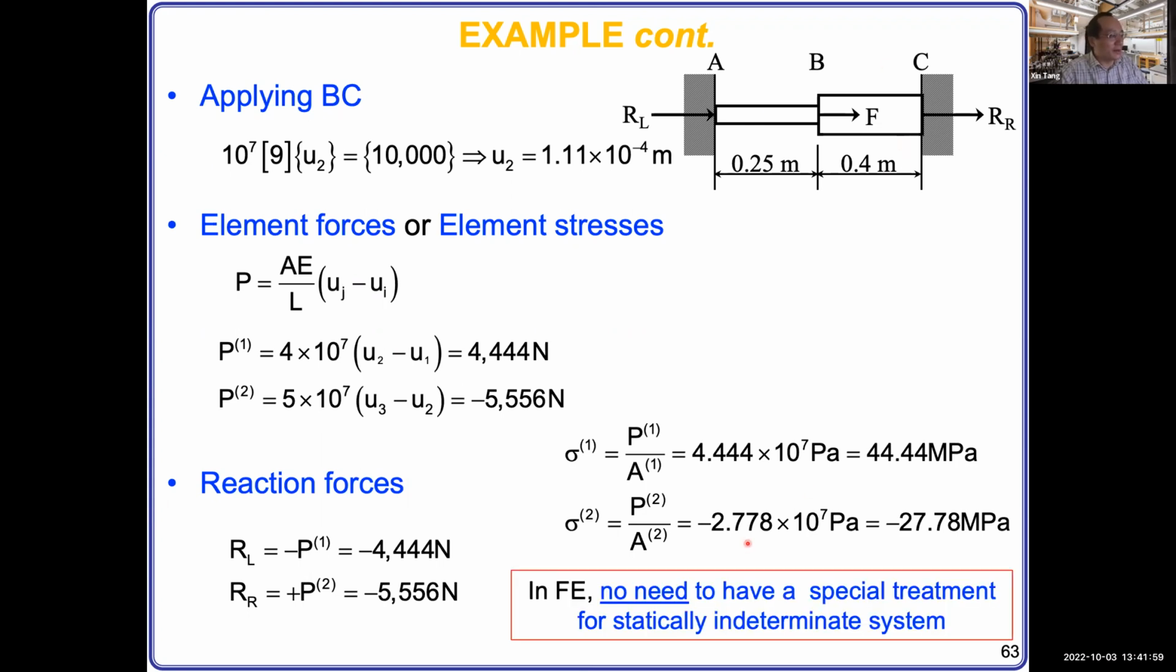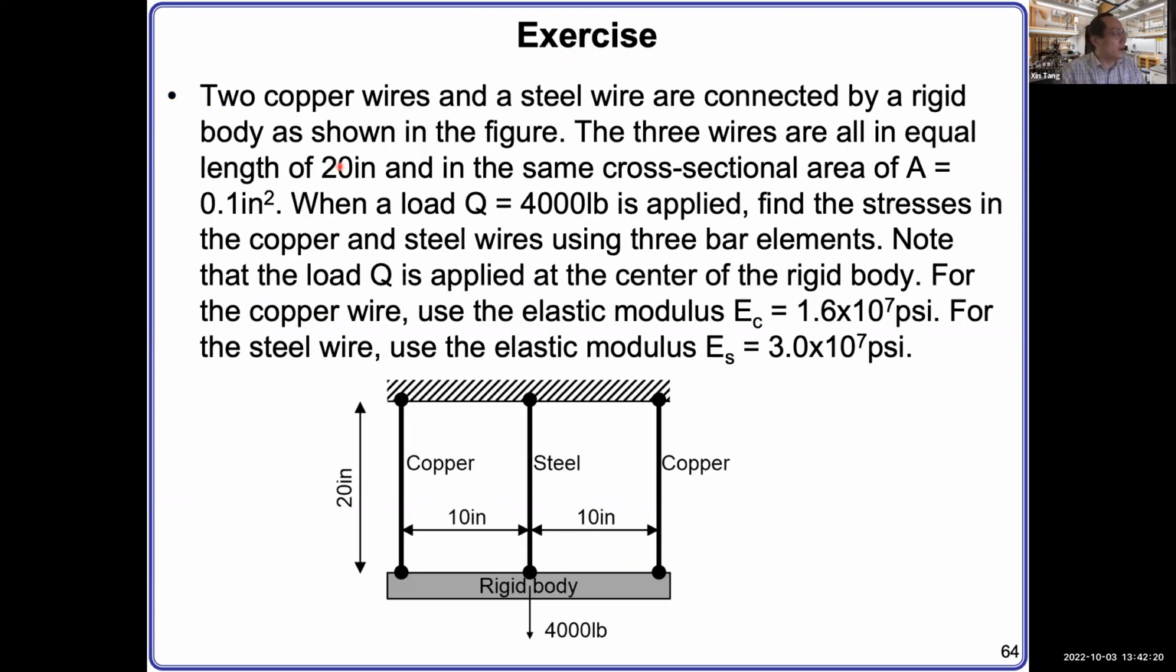So in the finite element method, you don't need a special treatment. You don't need to strike out the material constitutive relation. No need. You already implied that in those individual matrices, and then you actually implement that throughout the process. Okay, good. I also provide an example here. You can do it. The answer should be in the textbook, so you can use this to practice.